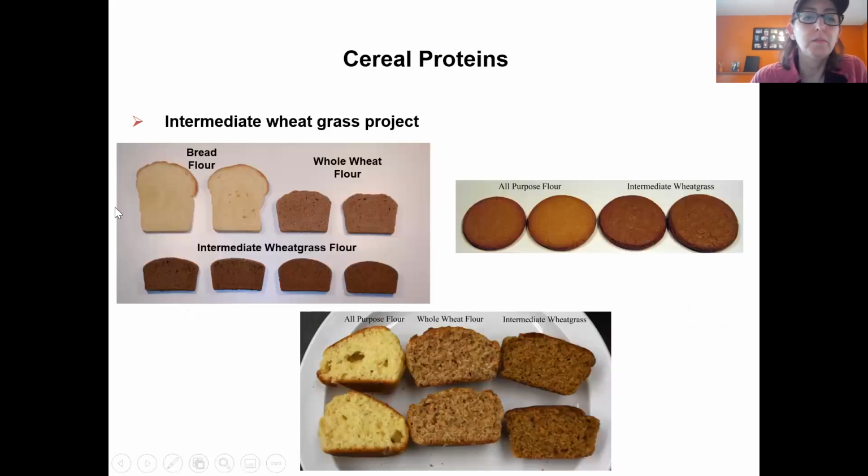So these are different breads with whole wheat flour versus intermediate wheatgrass. They're denser. You don't have the elasticity to hold the air, so they kind of collapse, and the dough doesn't rise very well, so you don't get a nice loaf volume. We do get cookies. You can get good cookies with formulations with a lot of butter and sugar. You get a nice cookie, it doesn't need elasticity, it just works out well.